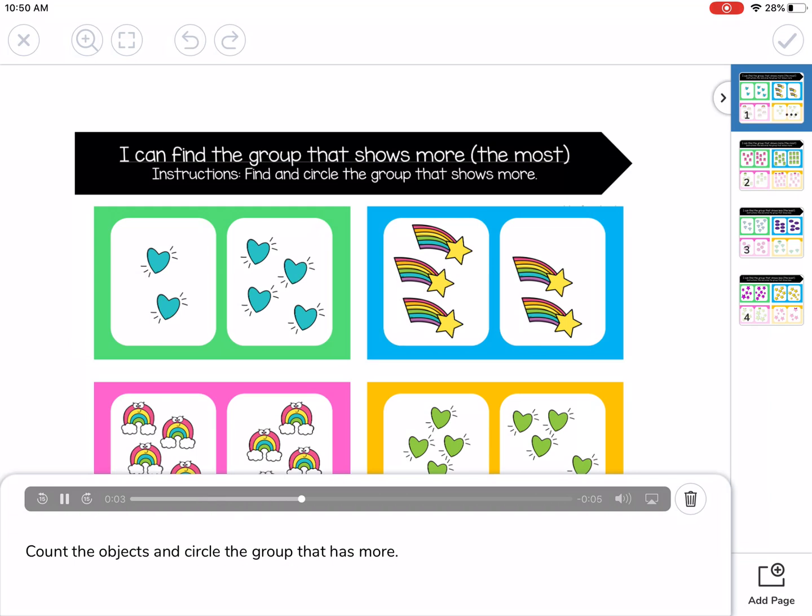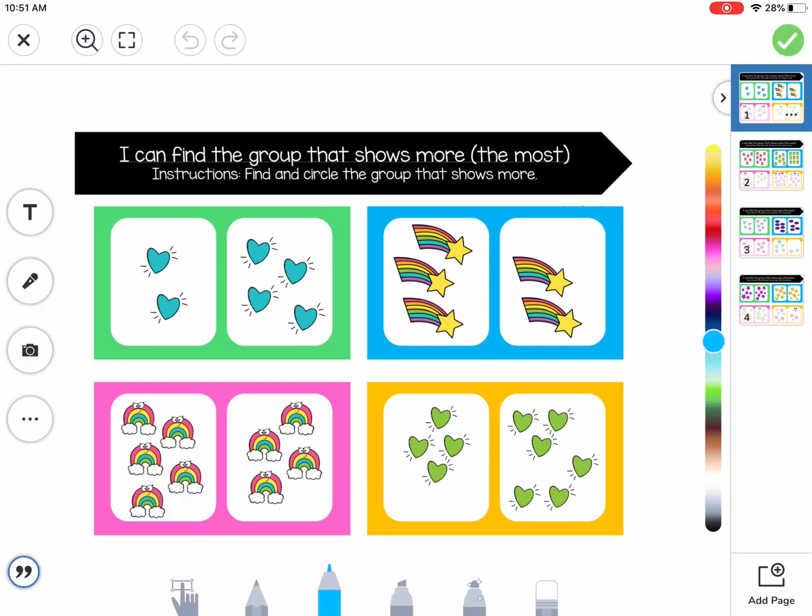Count the objects in each group and circle the group that has more. Okay, so this says I'm reading right here. I can find the group that shows more or the most. Okay, and instructions, find and circle the group that shows more. So you're going to count how many hearts there are. And Mrs. Hensley would like for you to write the number. So I'm going to give you an example on one of these, okay? You're going to find the group that shows more and circle the group that shows more.